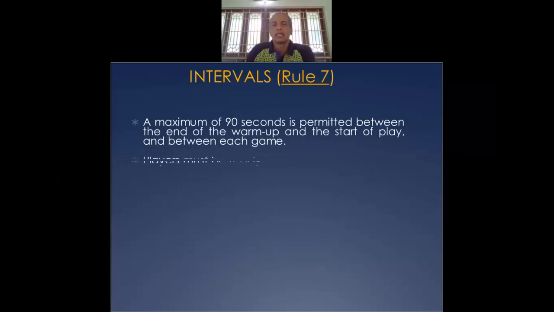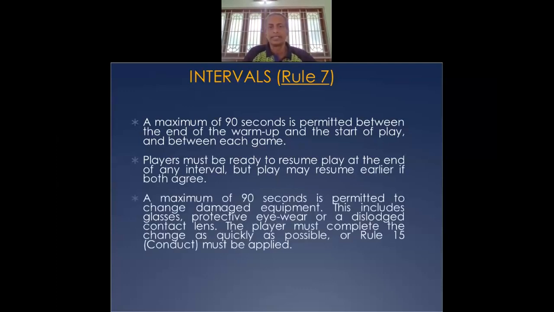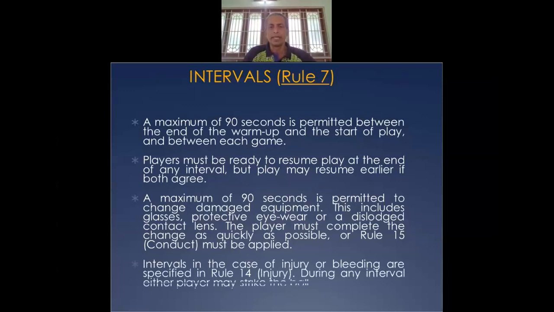Intervals: a maximum of 90 seconds is permitted between the end of warm-up and the match, and that rule is now different. It's 60 seconds. And between games, it can be 90 seconds or 2 minutes based on the decision made by the tournament committee. So mostly in the juniors, we maintain 90 seconds, and in the seniors, we maintain 2 minutes, because the world over, the seniors are done at 2 minutes. Intervals in case of injury or bleeding are specified as in Rule 14.